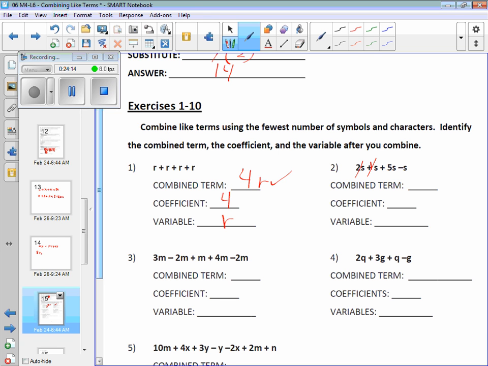I've got 3. These are done. How many more am I adding? 5. Total? 8. And then what am I going to do? Subtract how many? What do I got? Coefficient is 8, variable is S.